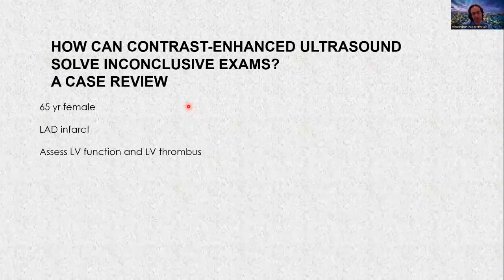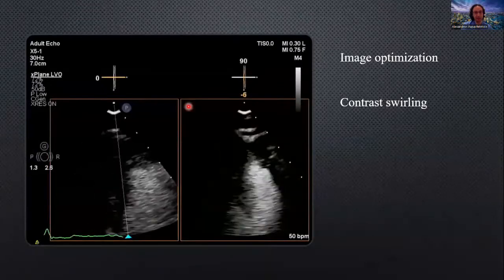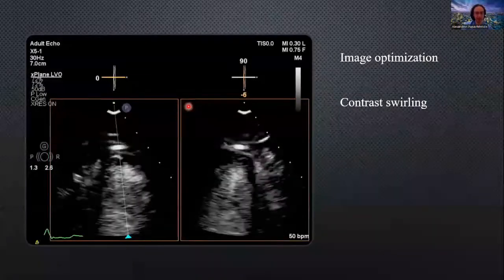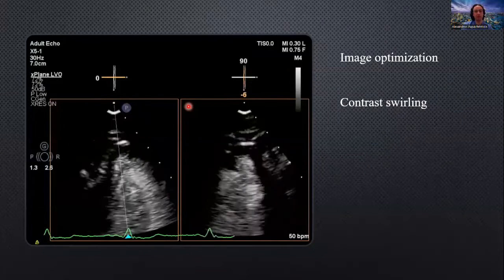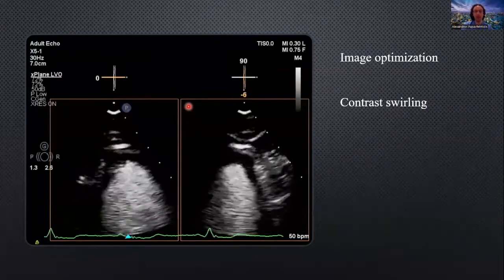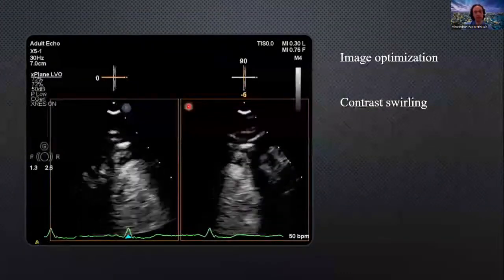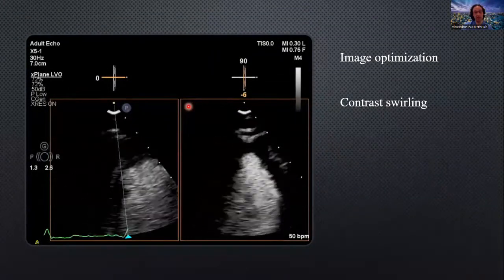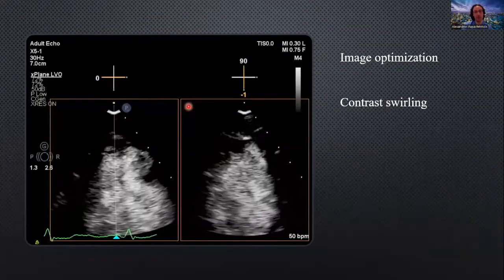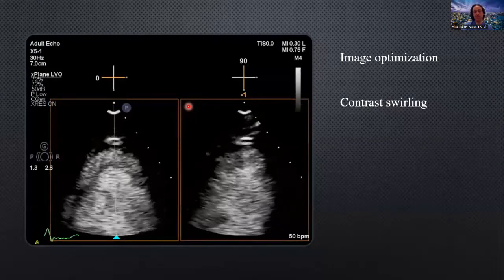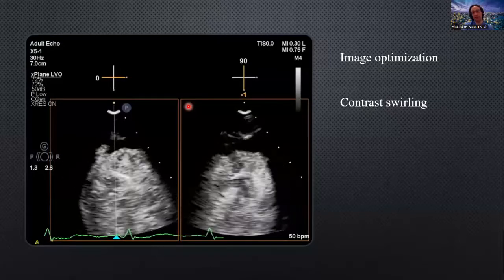Another patient with an LV. Again, here we have what we said, contrast swirling. So the LV is not opacified properly, and it's not uncommon when they are akinetic because the flow is very slow there. And what you can do there, you need to adjust your dosing and administration. You need an extra bolus of contrast, and a slow flush to allow the contrast to accumulate at the apex.